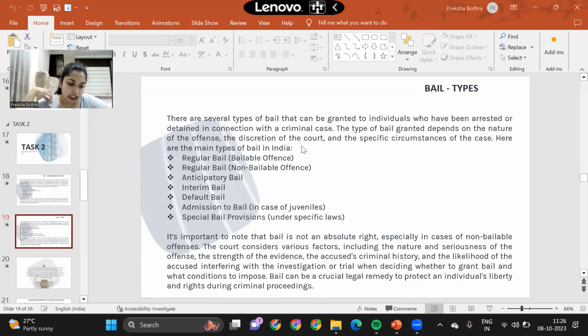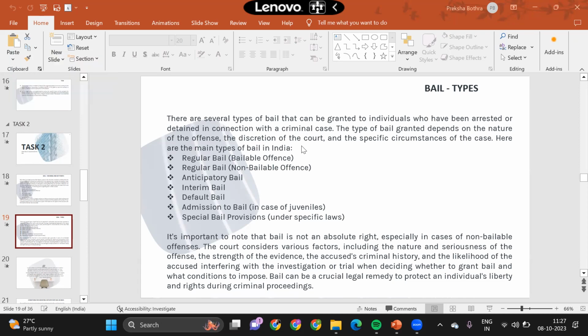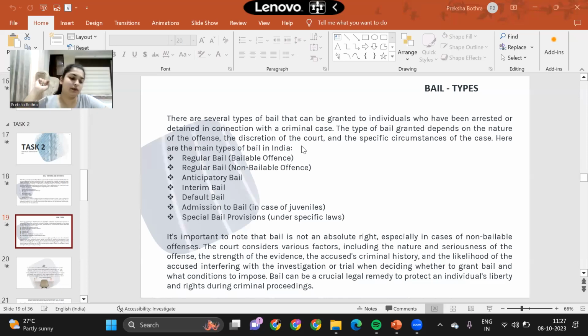And the next is default bail. It is granted when the accused is not tried within a stipulated period as specified in 167 clause 2 of the CRPC. So the police fails to file a charge sheet within the prescribed time frame. The accused becomes entitled to default bail when there's a fault on behalf of the state, as in the state has taken a long time, maybe 3 months, 90 days have already passed, and then they've started the investigation. That's where the accused can apply for a default bail.